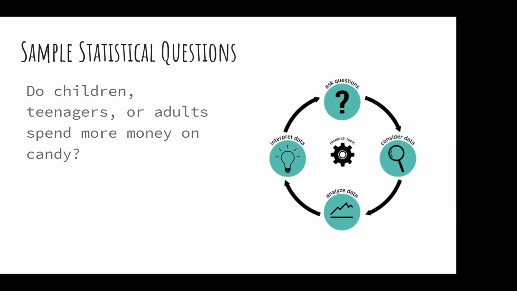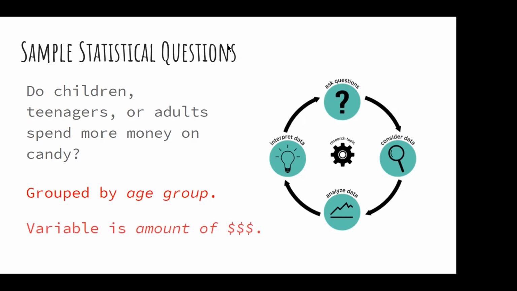Well, the groups are children, teens, and adults. Okay, so our group is children, teens, and adults. And what's the other variable? Money, yeah. Okay, so money, and then we're comparing children, teenagers, or adults, right? Those sound like age groups to me. So we would group based on age group. And then what we're looking at is the amount of money they spend on candy, right? So the amount of money.